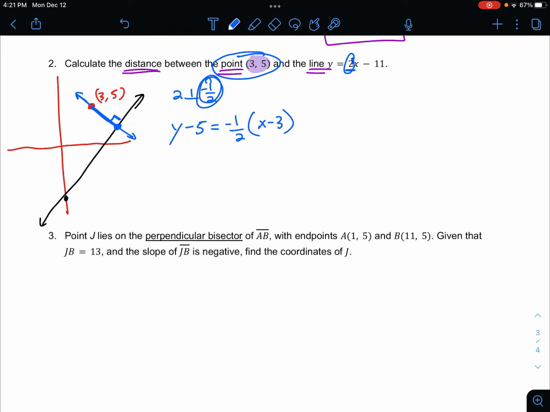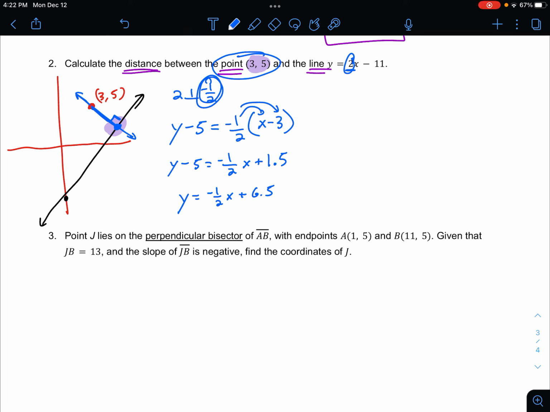Now I need to know, where do those two lines intersect? What are the coordinates of that point? So I can build a system of equations. If I distribute and change to slope-intercept form, I'll get y minus 5 is -1/2 x. -1/2 times -3 is positive 1.5. Add 5 to both sides of my equation, and I get y equals -1/2 x plus 6.5. Quickly check to make sure that's right. 1/2 of 3 is 1.5, add 5.